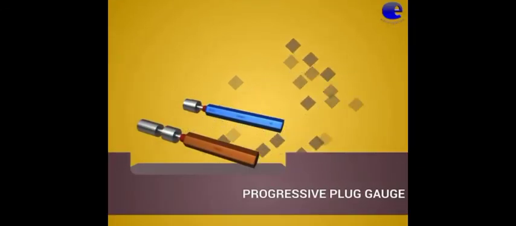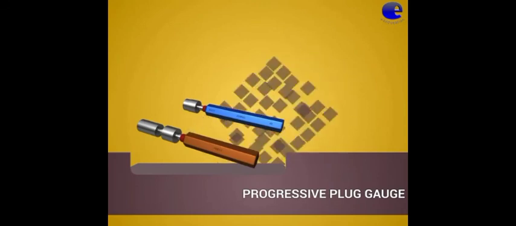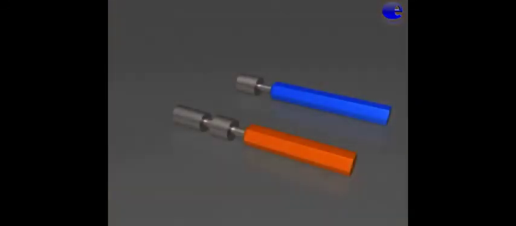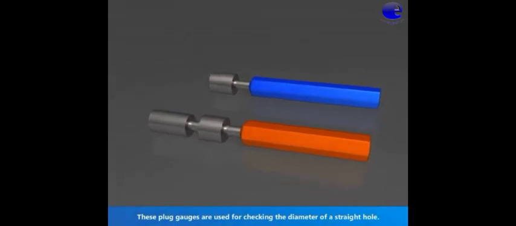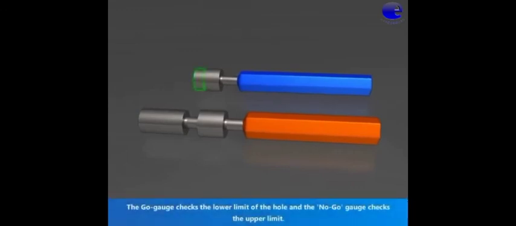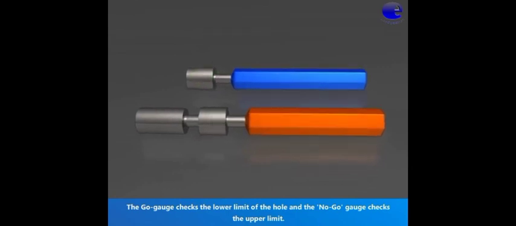Progressive plug gauge. Let us see a 3D model of a progressive gauge. These plug gauges are used for checking the diameter of a straight hole. The go gauge checks the lower limit of the hole and the no-go gauge checks the upper limit.